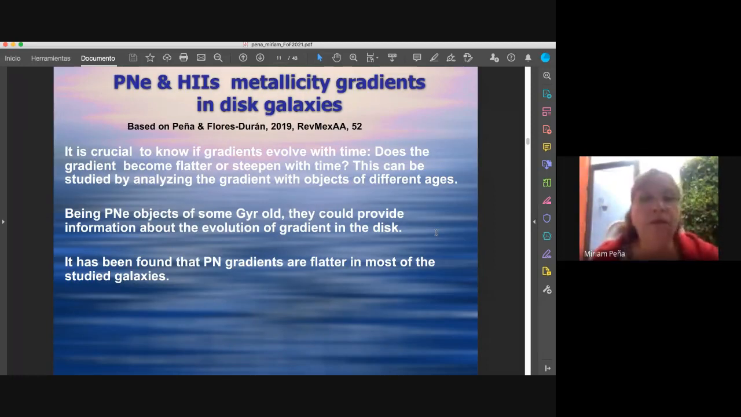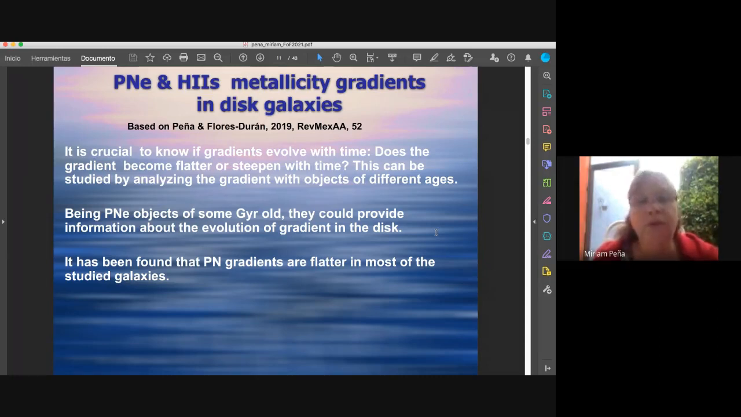We decided to calculate this gradient using planetary nebulae. Why is that? Because it is crucial to know if gradients evolve with time. Does the gradient become flatter or steepen with time?